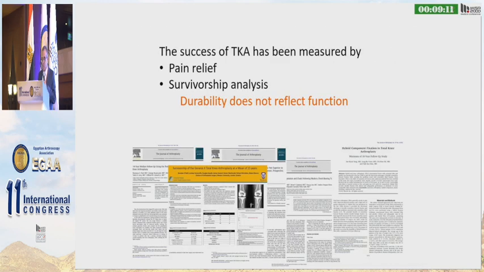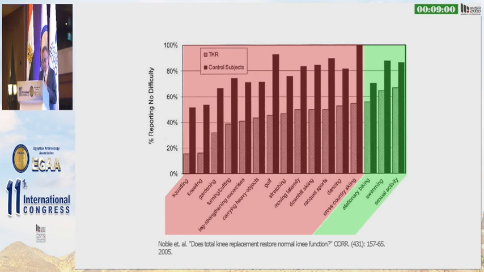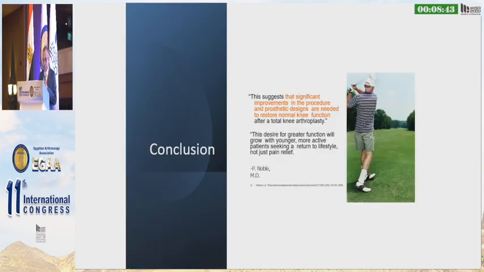The success of total knee replacement has been measured over time by pain relief and survivorship analysis. However, durability does not always reflect function. Noble, in 2002 in Clinical Orthopaedics, studied the functions after total knee replacement and found that all functions are less than the natural knee. He concluded that this suggests significant improvement in the procedure and the prosthetic design is needed to restore normal knee function.